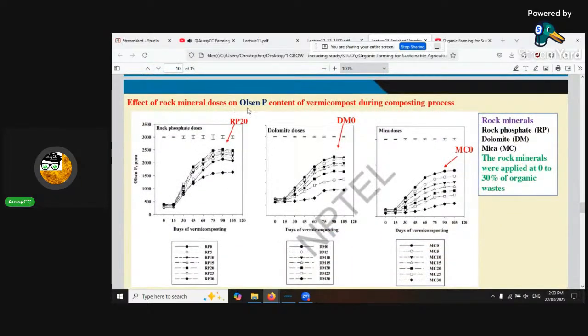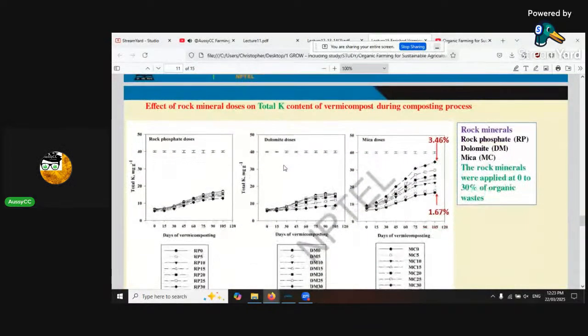Effect of rock mineral doses on Olsen's. So it's a different way of testing your phosphorus. They had a higher ratio when it was tested differently under Olsen's way of testing. Effect on the total potassium wasn't much, but the mica did a lot. So there you go. If you've got something that's a potassium pig, you might want to think about adding mica to your vermicompost or your compost.